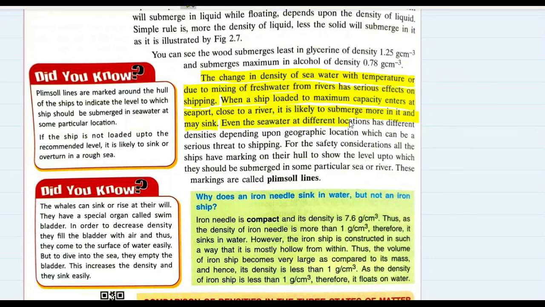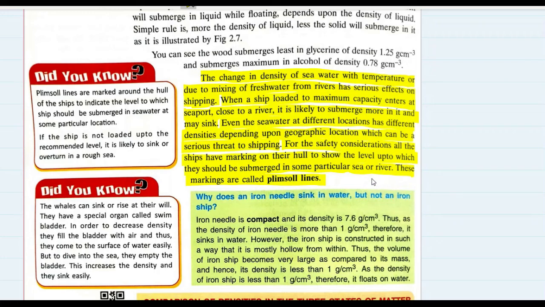Even the seawater at different locations has different densities depending upon the geographic locations, which can be a serious threat to shipping. For safety considerations, all the ships have markings on their hull to show the level up to which they should be submerged in the particular sea or river. These markings are known as plimsoll lines.